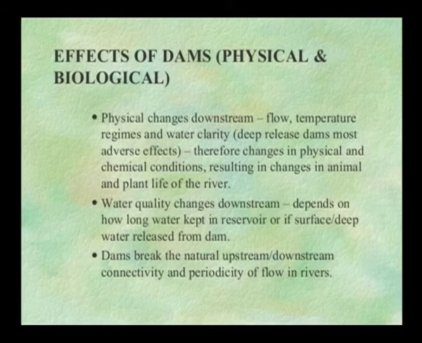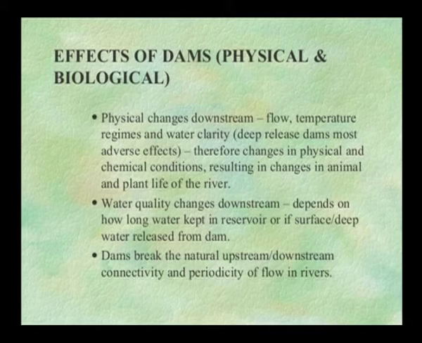The physical and biological effects of dams. Physical changes downstream, that is flow, temperature regimes and water clarity. Deep release dams have the most adverse effects, and therefore changes in physical and chemical conditions result in changes in animal and plant life of the river. Water quality changes downstream depend on how long the water is kept in the reservoir, or if surface or deep water is released from the dam.